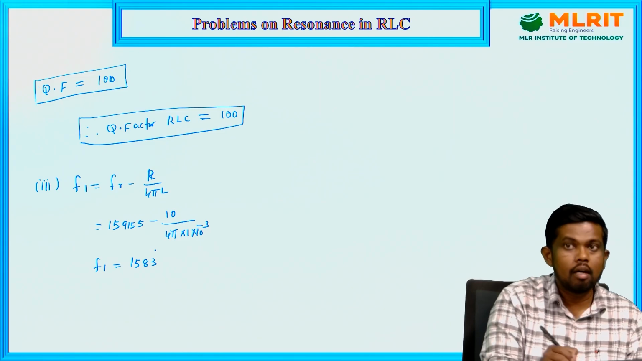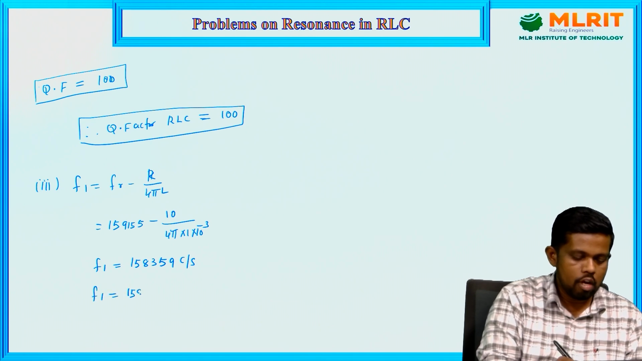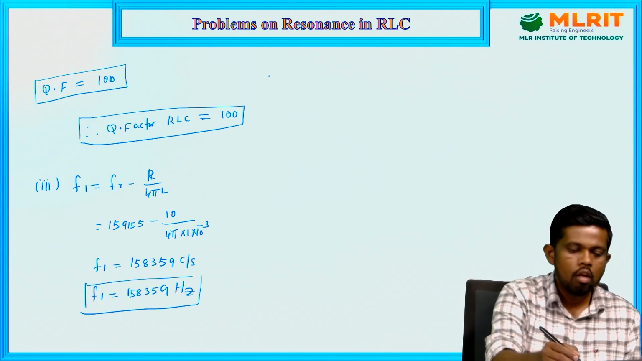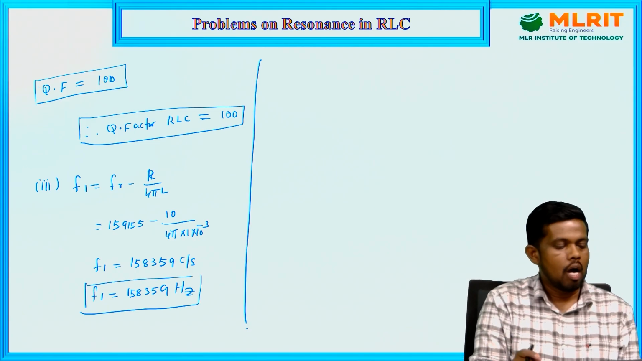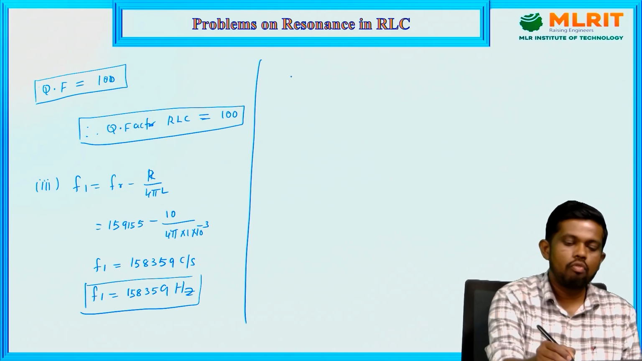After calculation of these things, we will get 158359 cycles per second. Then F1 is simply 158359 hertz. So this is the lower cutoff frequency of the bandwidth. Also we can say this is a half power frequency. Then I need to find the F2 value.